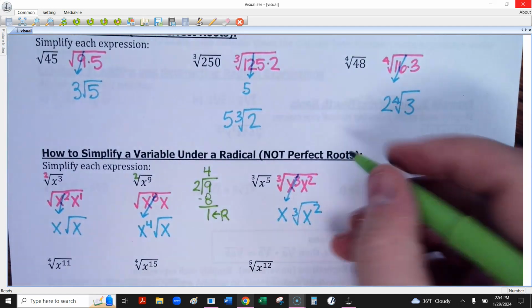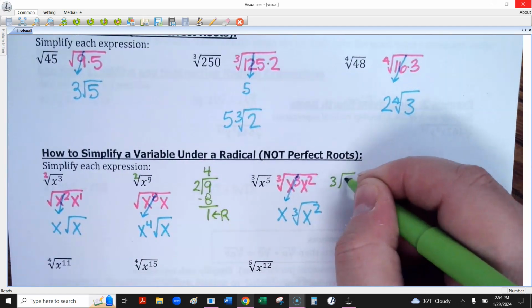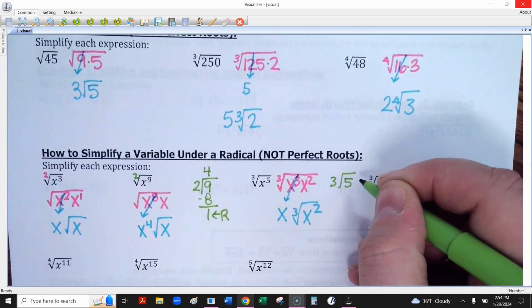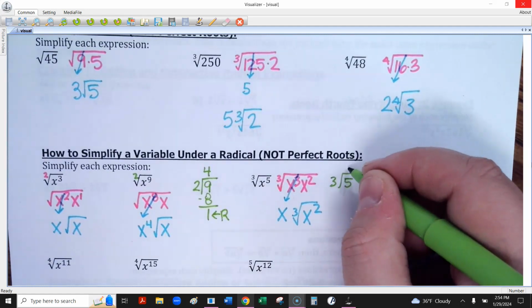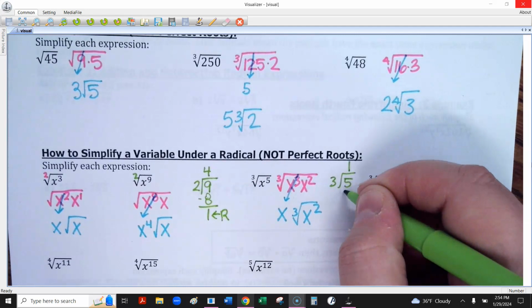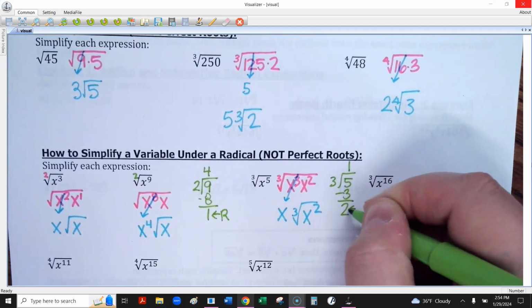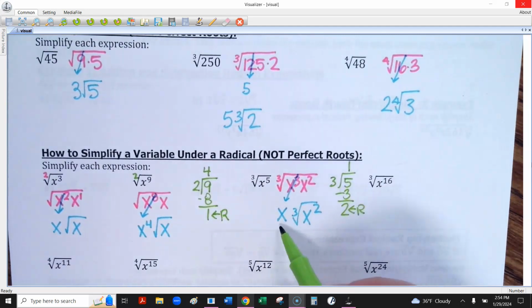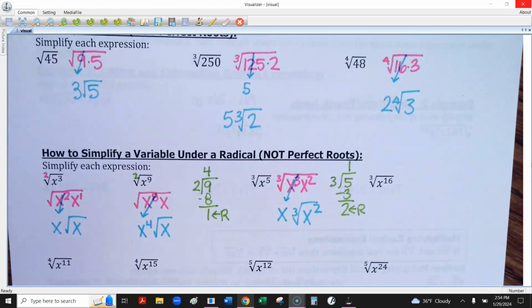So if you actually divided 3 into 5, this would go 1 time. 1 times 3 is 3, and the remainder is 2. So I pulled 1x out, and then there was x squared left underneath. That's another way you could do that. So I'm just going to try to do both for a couple of these here.